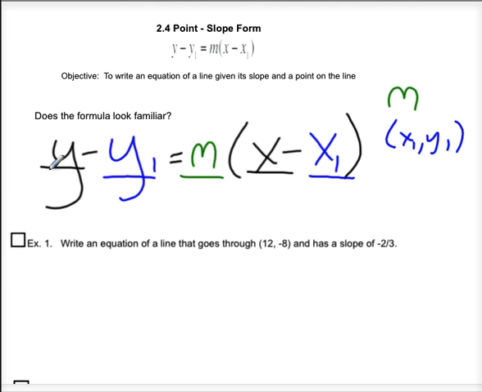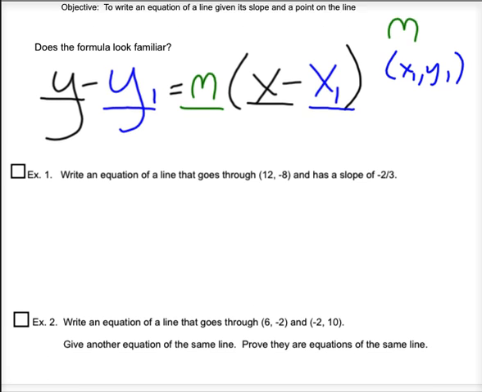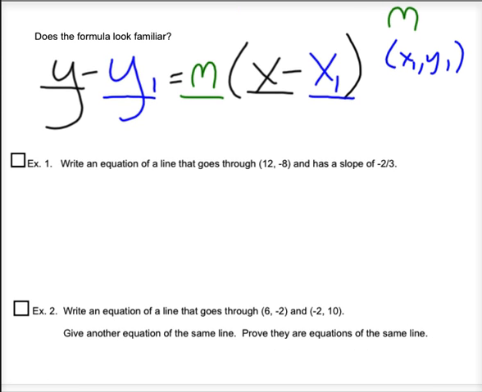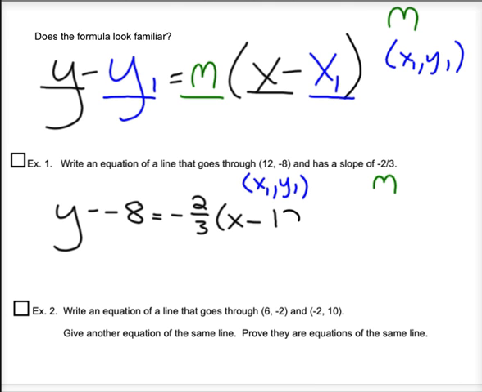So I want to dive right into your first example to show you how you can use this. Write an equation of a line that goes through (12, -8) and has a slope of -2/3. What I'm seeing here, I'm seeing an x1, y1 as a point, and I'm given a slope. So I'm going to just start plugging these in. y minus the y value from the point, which is -8, equals the slope, -2/3, x minus the x value from the point.